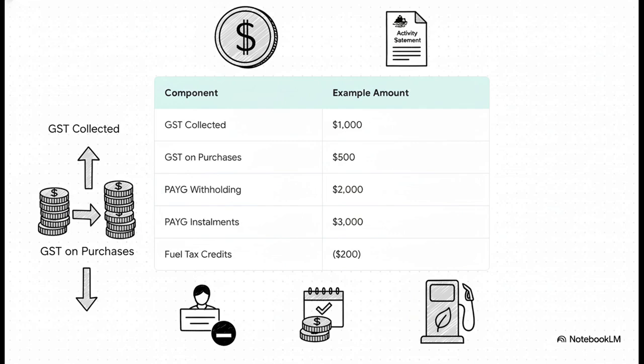Let's examine the key components of an activity statement, using the figures from the source as an example. You would report the total GST collected on sales, and then subtract the GST paid on business purchases. You also report any tax withheld from employee wages, known as PAYG withholding, and any prepaid installments on your own income tax. Finally, you can claim any applicable credits, such as for fuel tax.